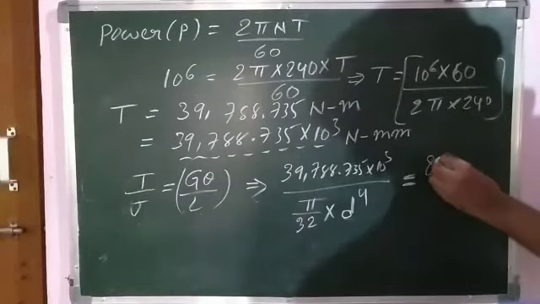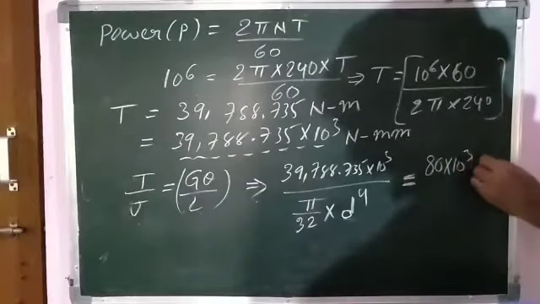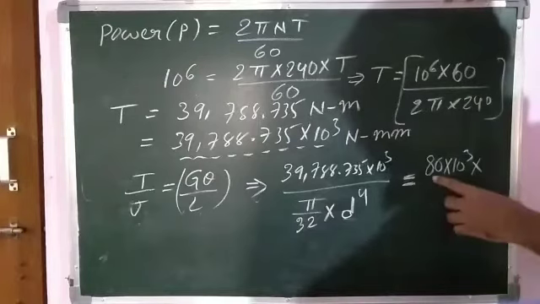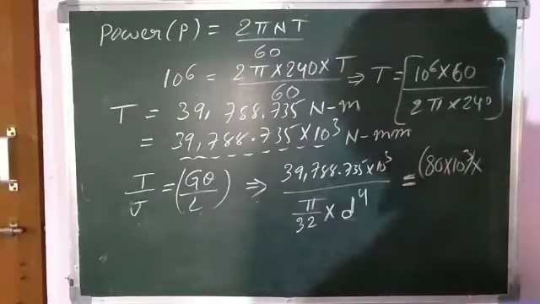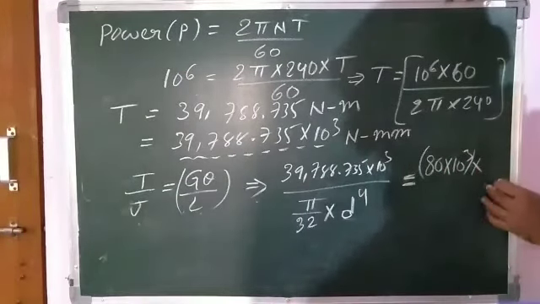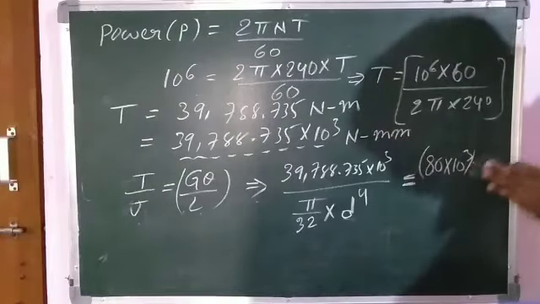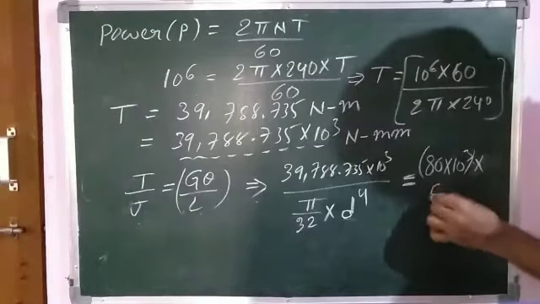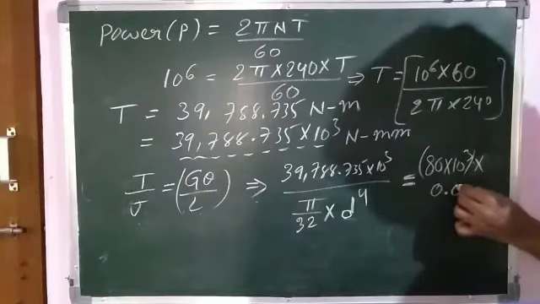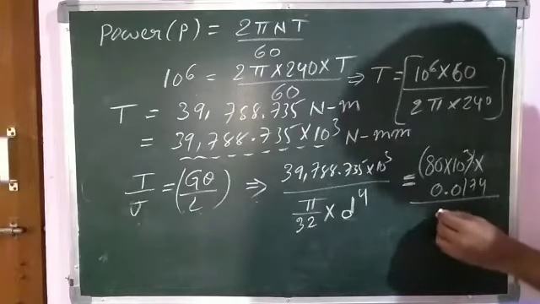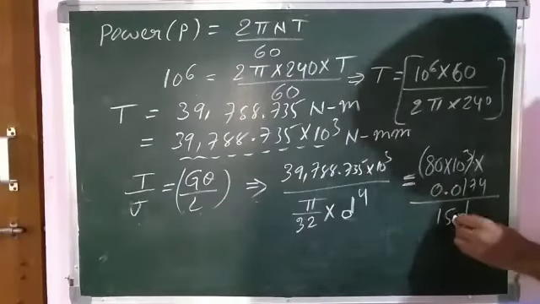What is the modulus of rigidity? 80 into 10 cube MPa. 1 MPa is equal to 1 Newton per mm square. So 80 into 10 cube. And what is the value of theta? 0.0174, divided by the length of the shaft, which is 15 times the diameter.